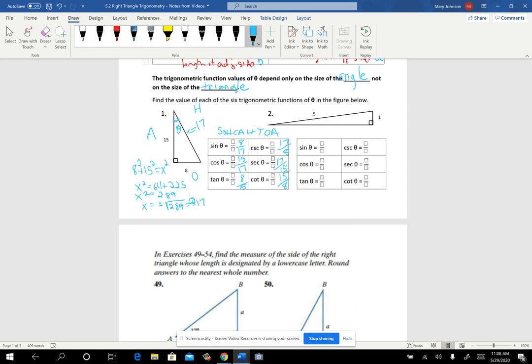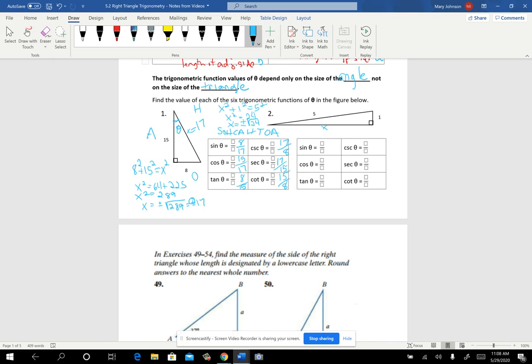All right, now, on problem number 2, we are missing a side here, but it's not the hypotenuse. It's one of the shorter sides. So we're going to need to use the Pythagorean theorem. So we have x squared plus 1 squared equals 5 squared. So x squared would wind up equaling 24, wouldn't it? See how that would be 25 minus 1, so that'd be 24. So x would wind up equaling plus or minus the square root of 24.